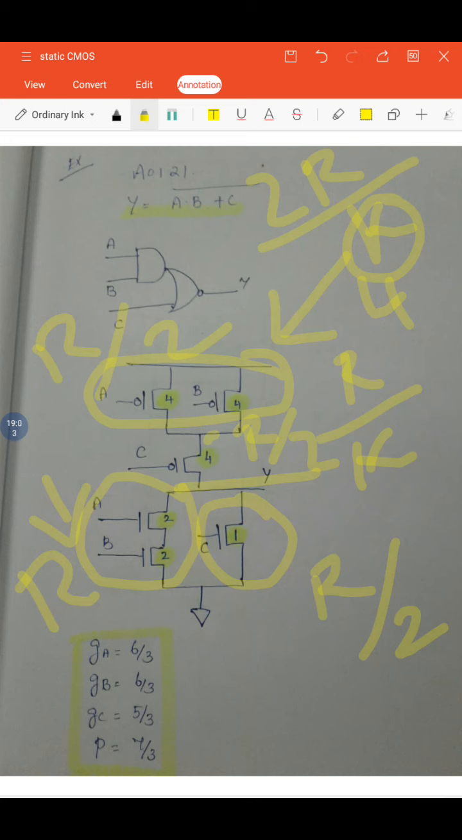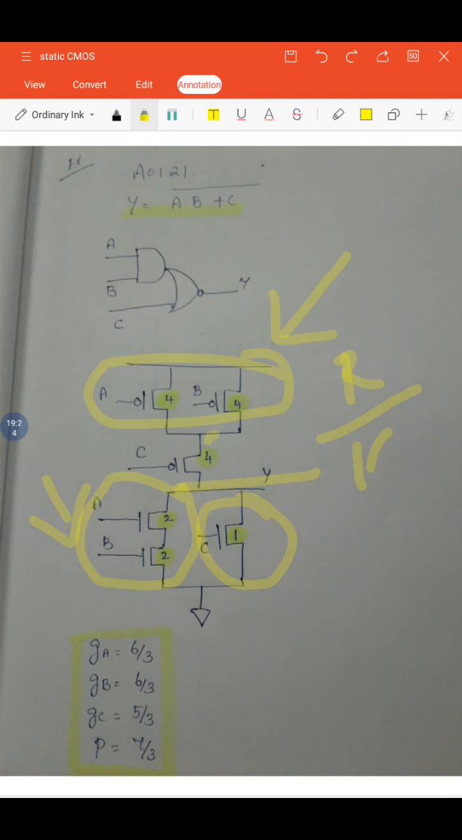And by the way, we have to calculate the logical efforts. The sizing concept I have now explained for these CMOS circuits. Once you have finished the drawing, then we have to calculate the logical efforts. We know the logical effort is nothing but the input capacitance. Now we have to calculate the logical effort at each and every input. How many inputs do you have here? 3 inputs, A, B and C. At each and every input we have to calculate the logical effort.